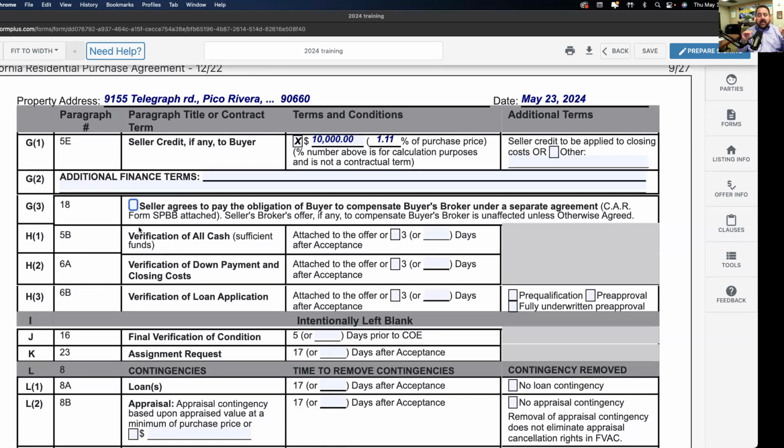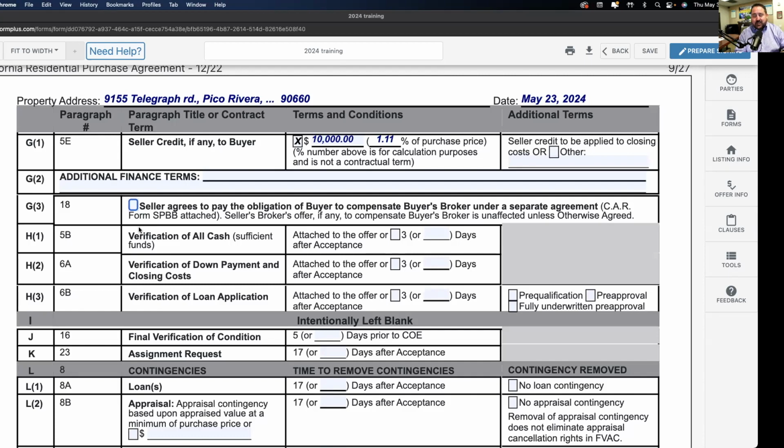That is the only time. What that's saying is, by checking that box, you're now having to supply a buyer's representation agreement, a separate form called the SPBB, and you're requesting that the seller have an additional fee that they have to pay. In the current market that we're in, the majority of the offers you're writing are being offered in the MLS with compensation being paid by the listing broker.